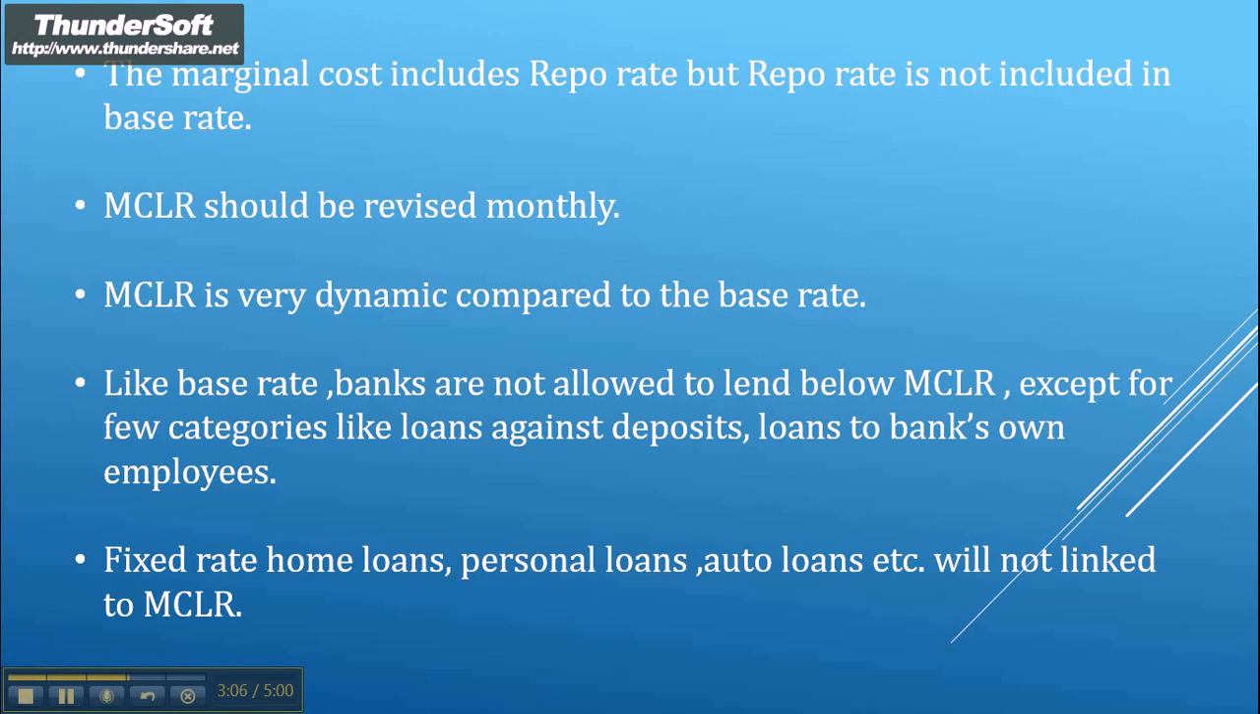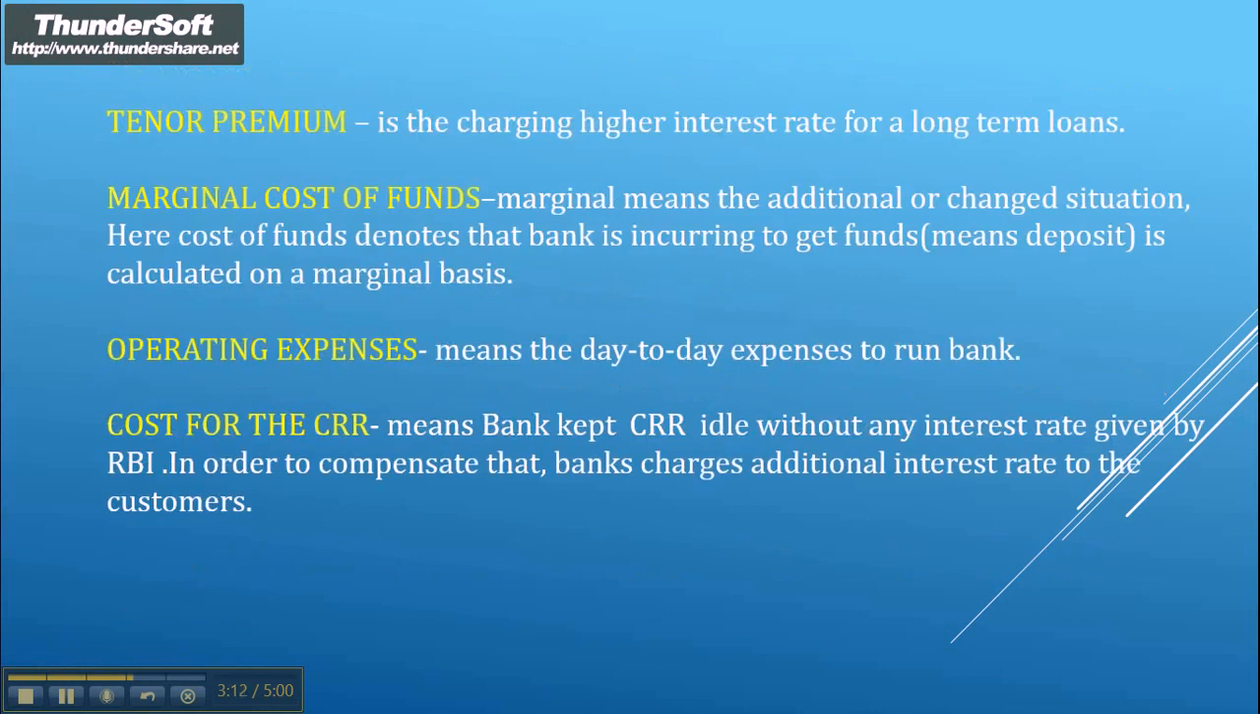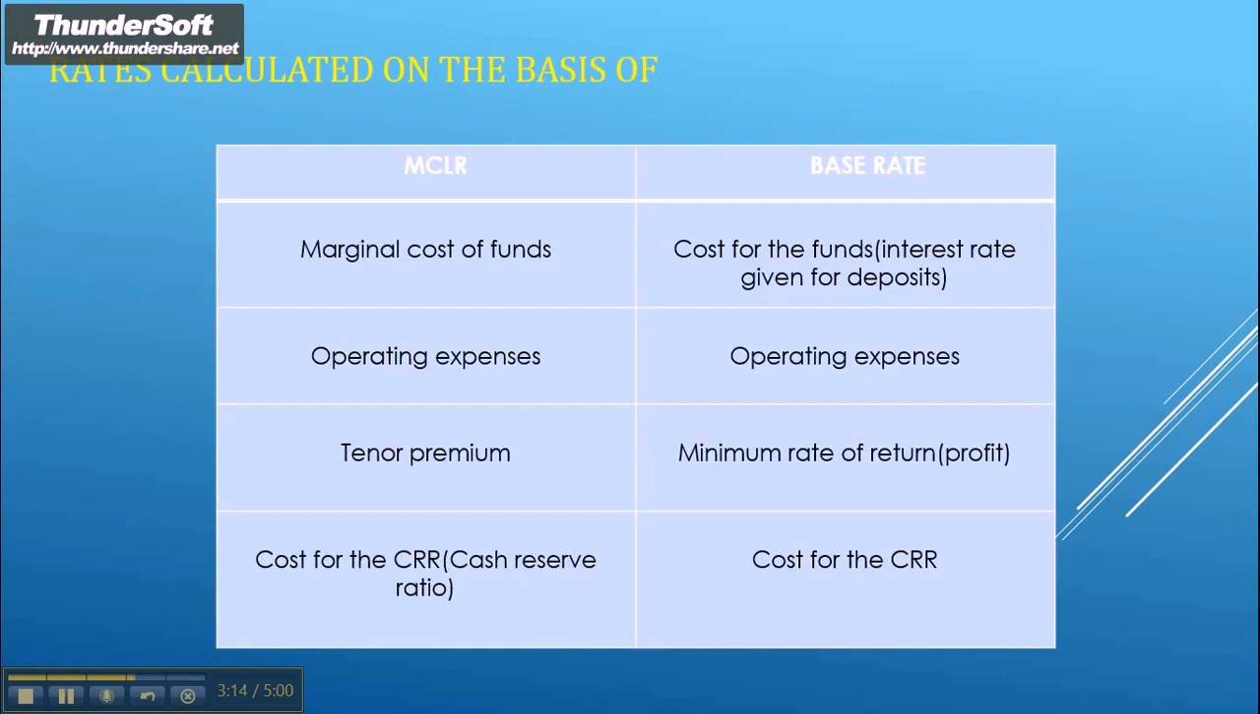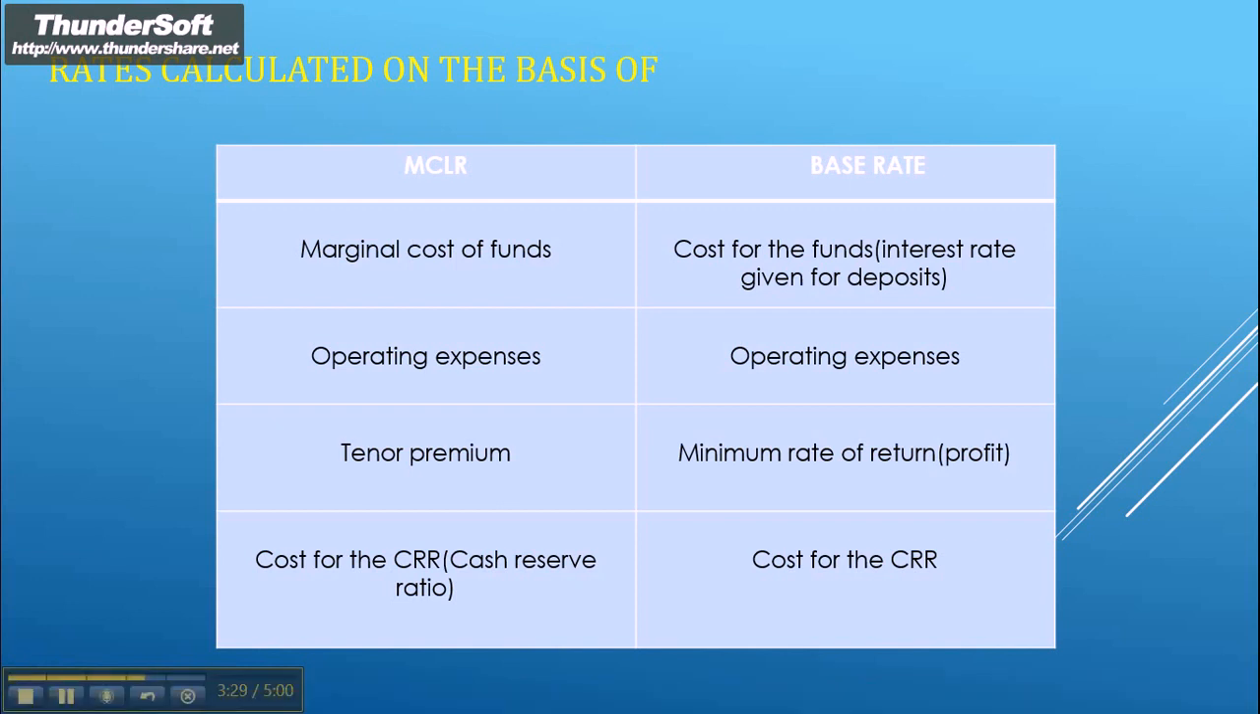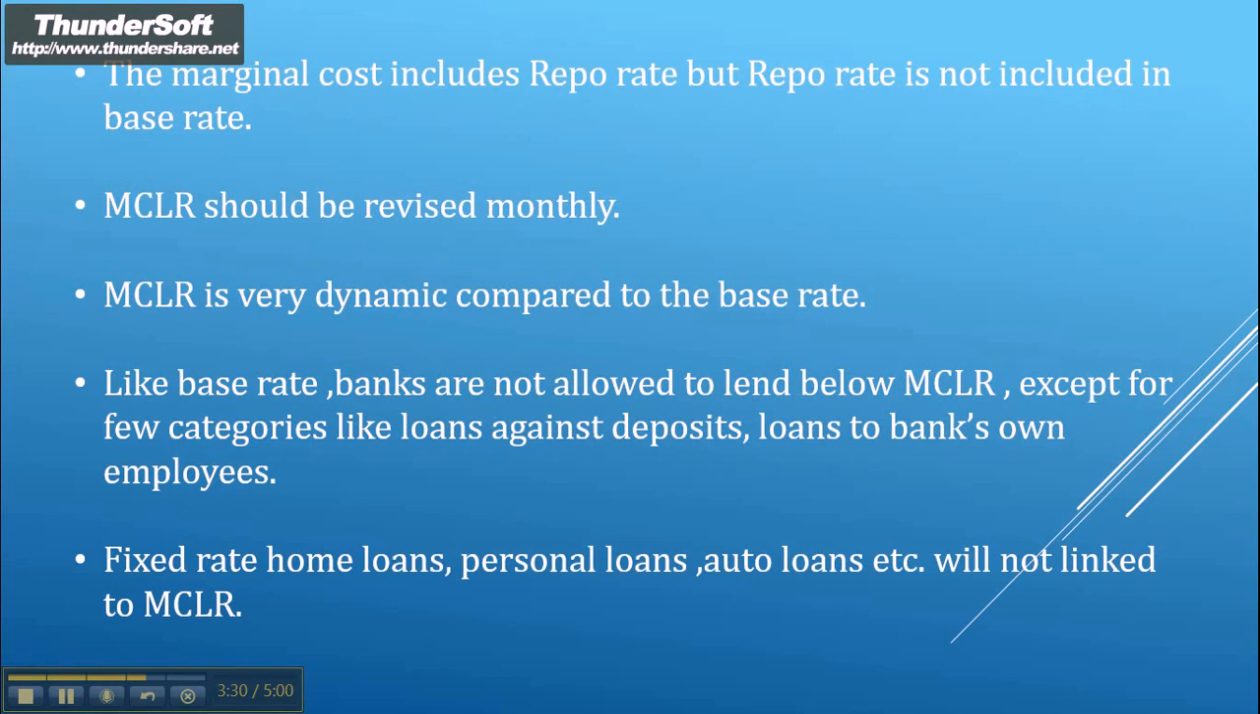Next, the marginal cost includes the repo rate, but the repo rate is not included in the base rate. As I told you already, in MCLR the marginal cost of funds is used, but in the base rate the cost of funds alone is used. It means in MCLR the repo rate is considered, but in the base rate the repo rate is not considered.